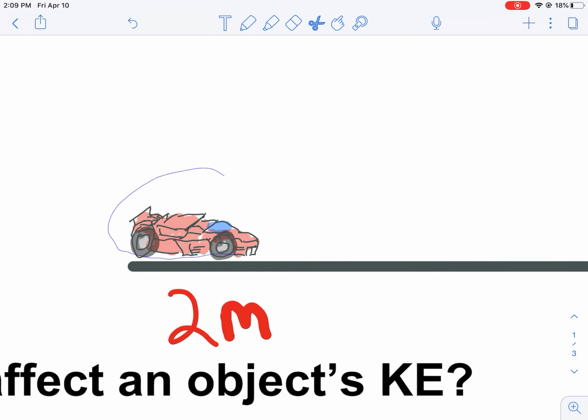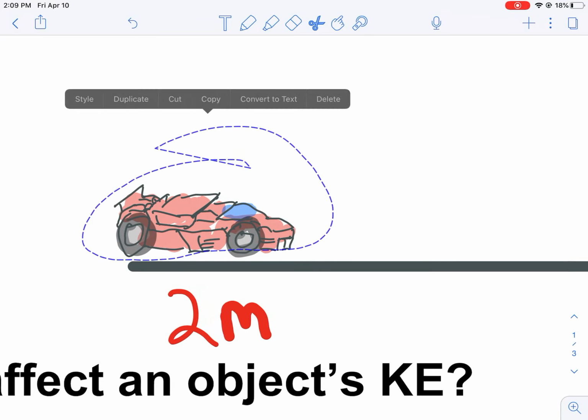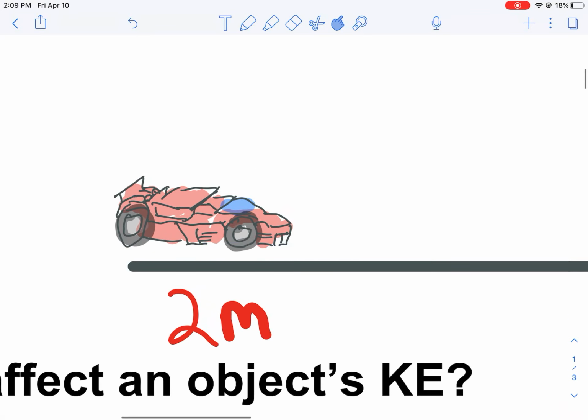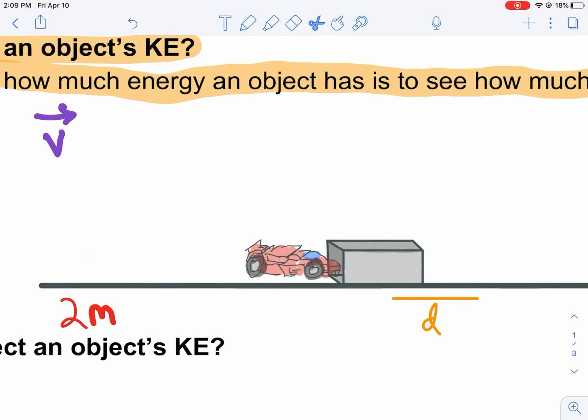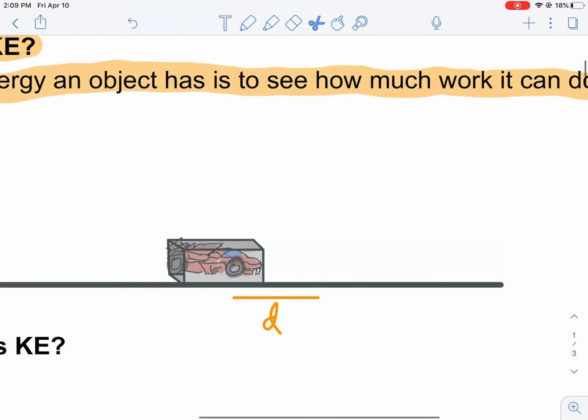I'm having a hard time grabbing it. Let's try again. Make the mass. Hey, why are you not doing that for me? Boom. There we go. So now he's about twice as big of a car, has twice the mass, and we send him forward and he collides with the box and then he starts sliding.